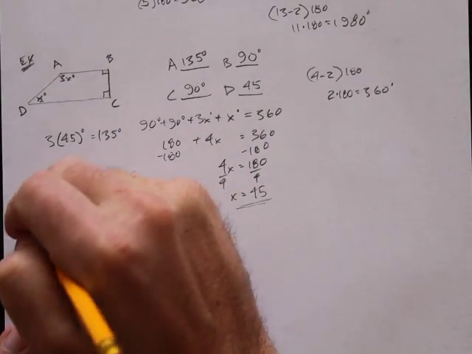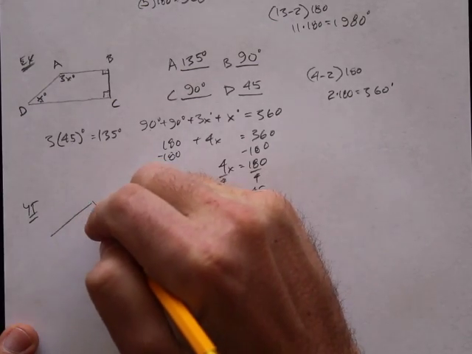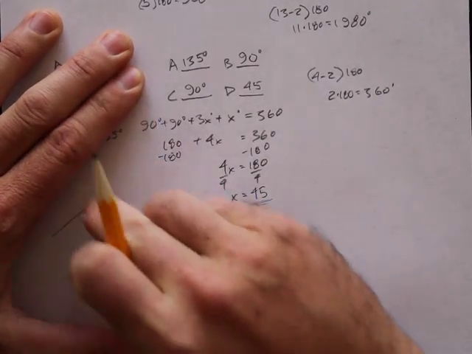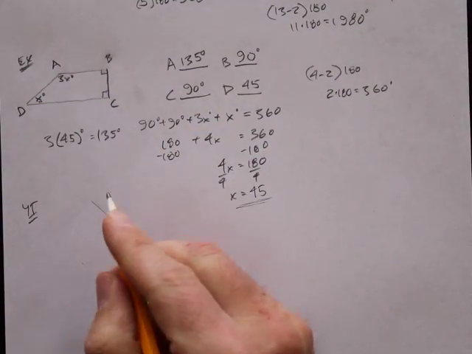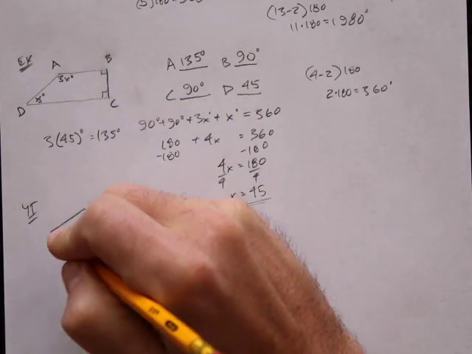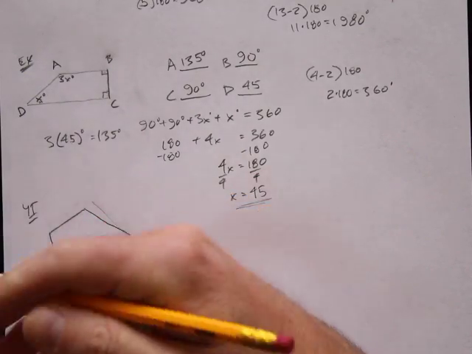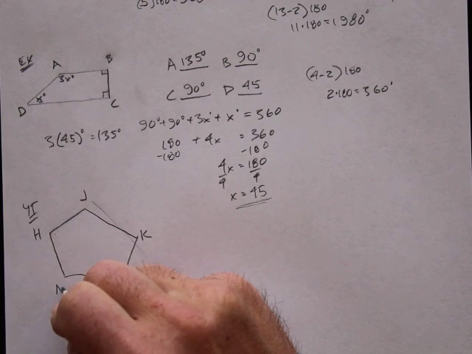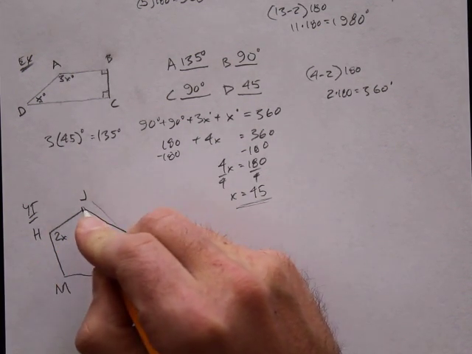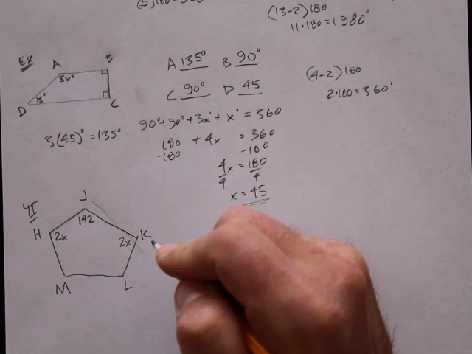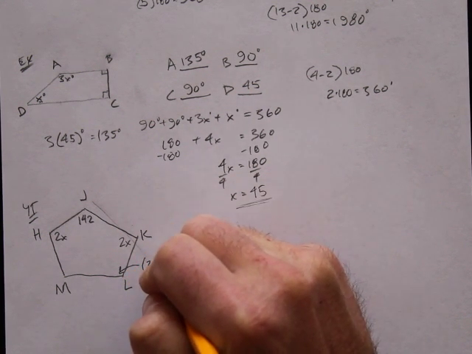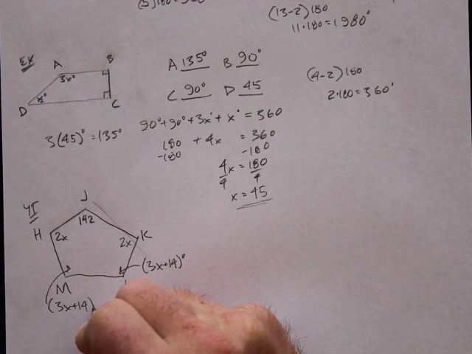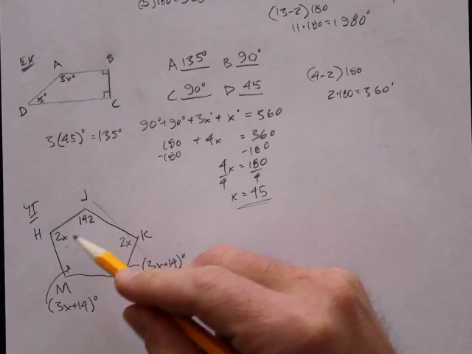Let's have you do one without me. You try. We've got a pentagon. Oh, that looks a little bit too 90 degrees there. Let's try again. So this angle, H, J up on top, over to the right is K, L, M. All right, angle H is 2x, J is 142, K is 2x, L is 3x plus 14 degrees, and M is 3x plus 14 degrees. Oh, it looks like they're the same, huh? Oh, so this is not drawn to scale. Just be aware of that.